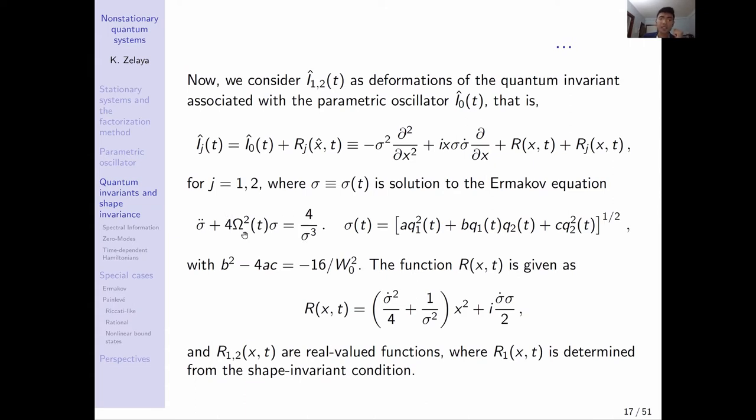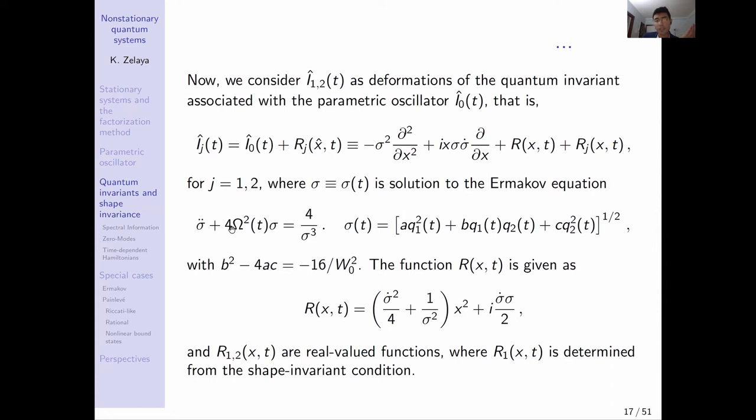This is clearly a nonlinear equation, but it has been studied quite extensively. It is well known that the solutions for this Ermakov equation are given by this, where Q1 and Q2 are two linearly independent solutions of the linear equation related to sigma. By this, I mean a differential equation which is equal to zero. Notice that if this term is zero, we have a linear equation. So Q1 and Q2 are precisely solutions to the linear case of sigma.